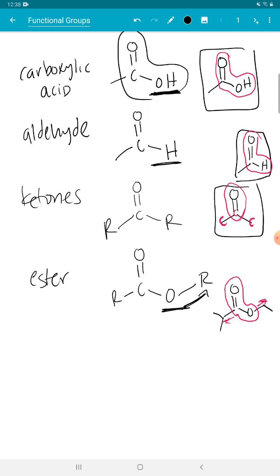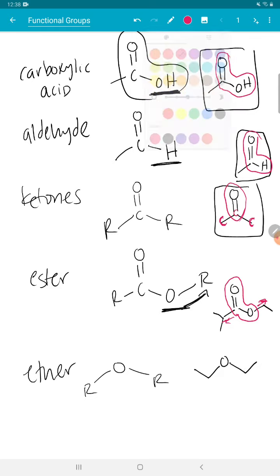Another functional group to cover is the ether. An ether is just an oxygen bridging two carbon molecules. You could have diethyl ether, which used to be used in hospitals to knock patients out. Again, you have this oxygen that's in between two carbon atoms.